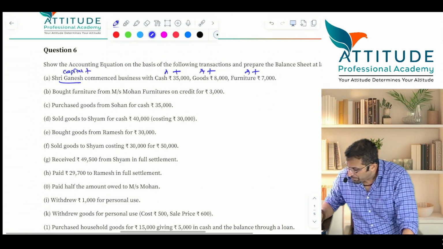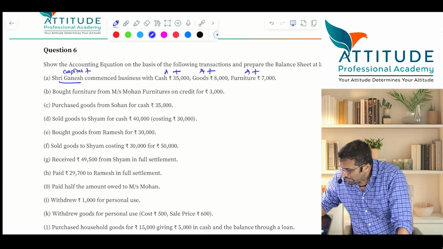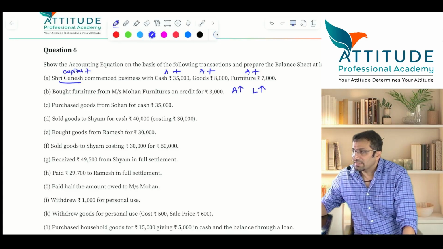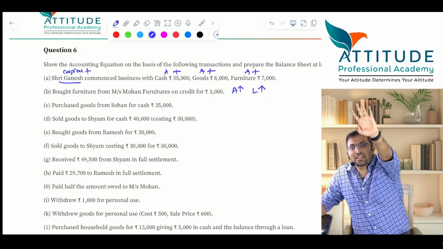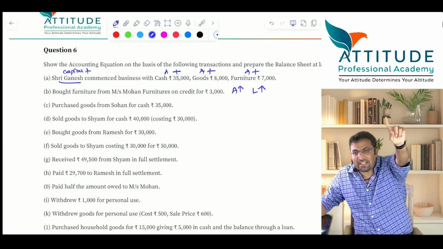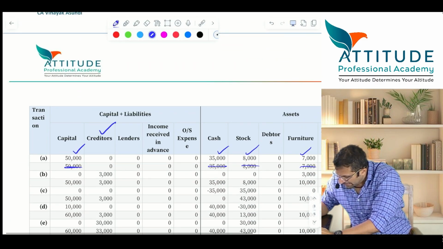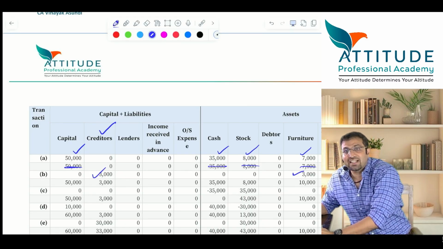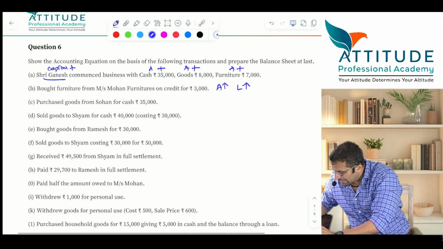Now tell me the next one. Bought furniture from Mohan Furnitures on credit. In front here I'll put asset increases and liability also increases. Yes or no? On the liability side you put what? Mohan Furnitures. Understood? Look here, Mohan Furnitures comes under creditors, 3,000, and furniture 3,000. I'll explain only with asset increase and liability increase.